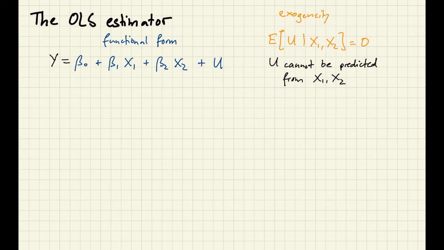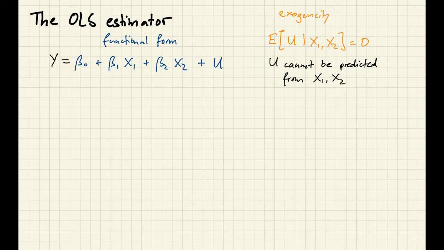And the reason for this is as follows. Remember that u gives the combined effect of all the x's that we don't observe. The problem is that all the x's, that is the observed ones as well as the unobserved ones, arise from the same economic system, and therefore they are often connected in logical ways.